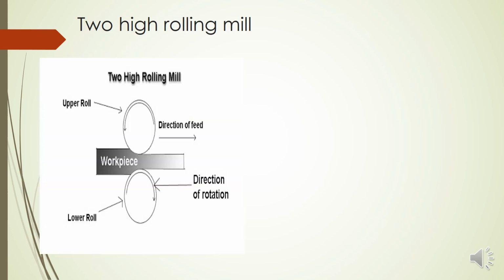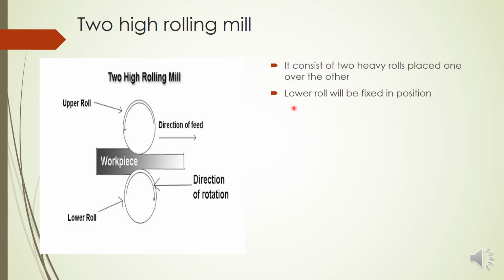First we have 2 high roll mills. This is the easiest of these classifications. We use only 2 rolls which rotate in opposite directions, and we feed the metal workpiece in this direction and get a thin sheet because of the application of pressure. A 2 high roll mill consists of 2 heavy rolls placed one over the other, and normally the lower roll is fixed and stationary while the upper roll can be moved. We can move the upper roll up and down, and the gap between them can be adjusted like that.